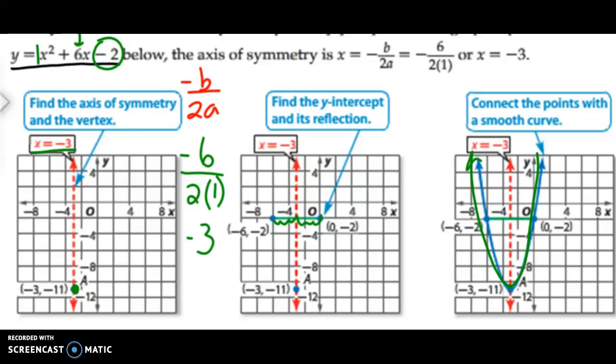And there it is. So step 1, find your axis of symmetry and vertex. Step 2, find your y-intercept. And step 3, connect the dots.